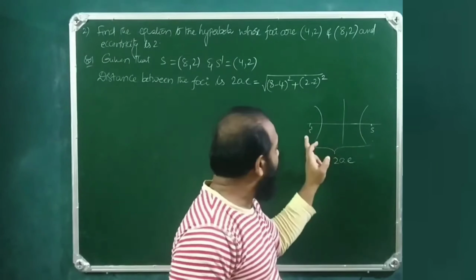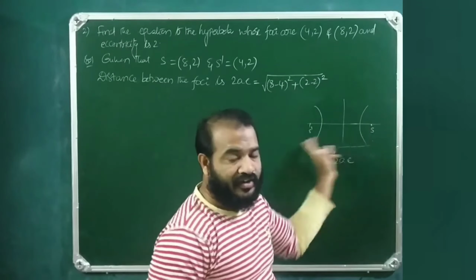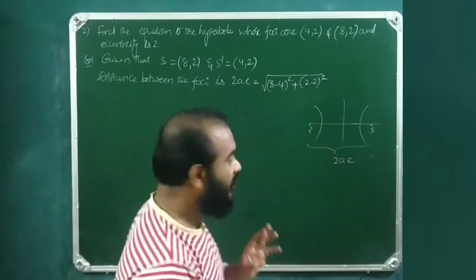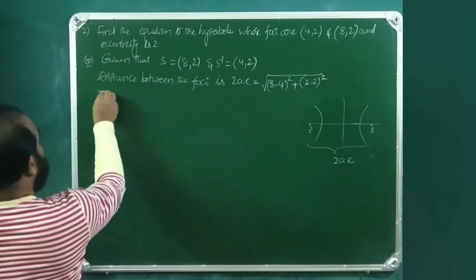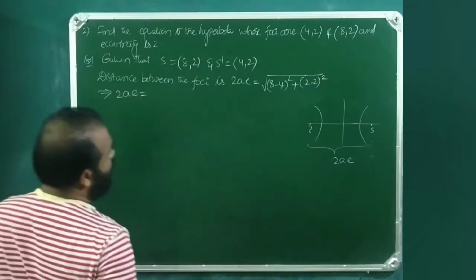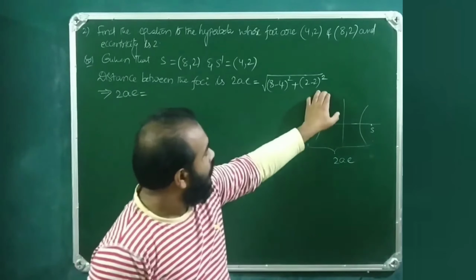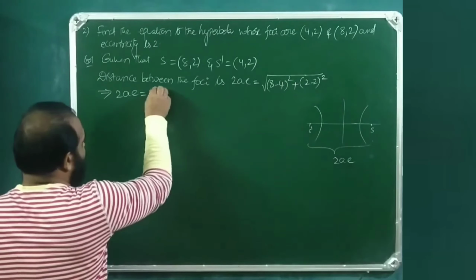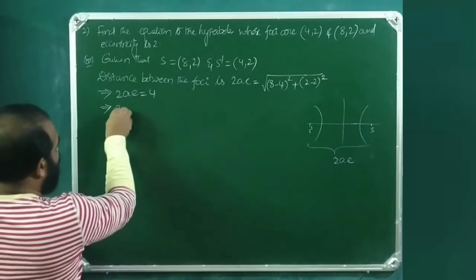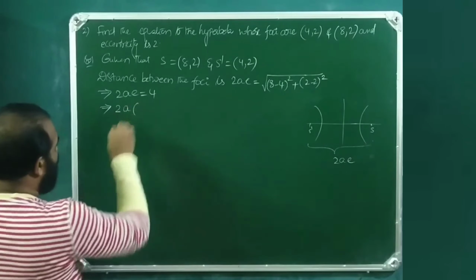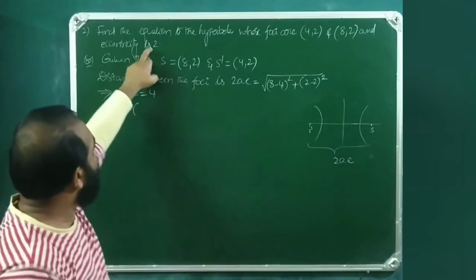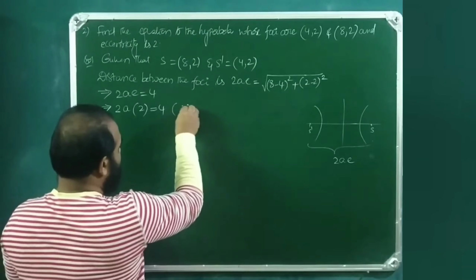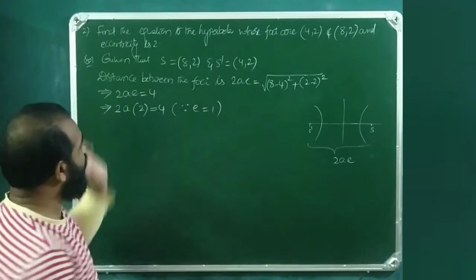I am finding the distance between the 2 points. The distance between the 2 points is nothing but the distance between the foci, which is 2ae. I am just equating with it. So 2ae equals, here it is 0, (8 minus 4) whole square, square and root get cancelled, 8 minus 4 is 4. So 2ae equals 4. So 2 into a into the value of the eccentricity, which is given to be 2, is equal to 4.